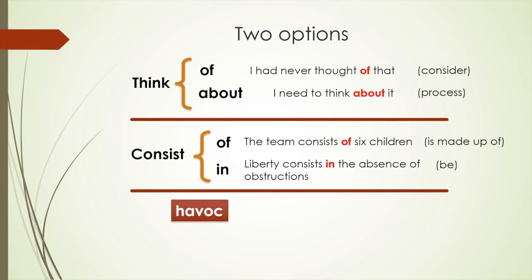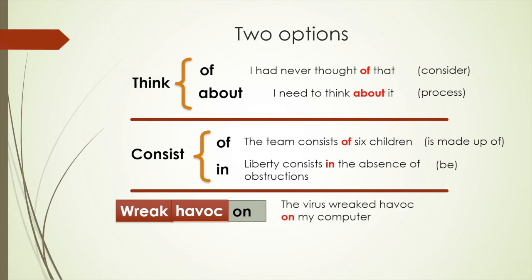Now, when you learn vocabulary, the noun havoc, there are 3 verbs maybe in the English language that can combine with havoc. Wreak havoc is the most frequent combination, and the preposition is on. So what happens if you see wreak havoc with? Yes, some people use it. I don't, but some people do.